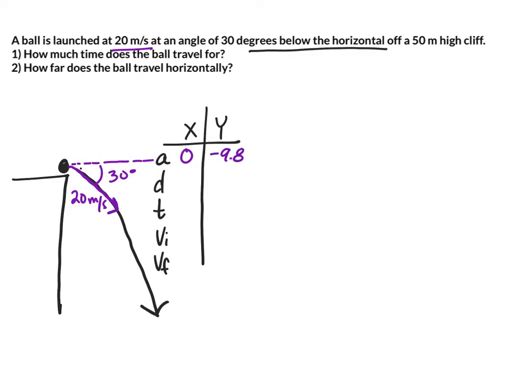For our displacement here, we don't know the horizontal, but we do know the vertical because it is on a 50-meter high cliff. So this height here is 50 meters, but our ball is traveling to the ground. That's the negative direction, so our displacement will be negative 50 meters. We don't know time, we're solving for that. And then our initial velocities, we know the initial velocity of the ball at this angle, but we want to know it in the horizontal and in the vertical.